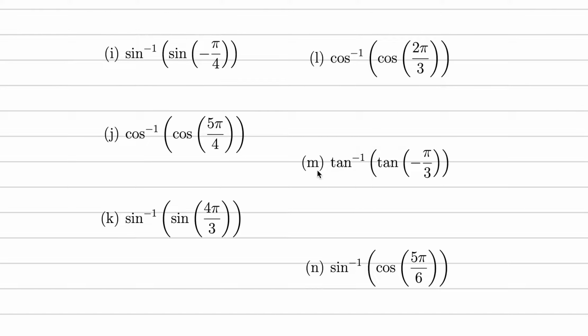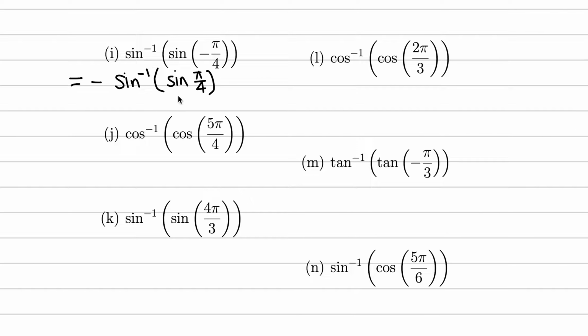these inverse trig functions. In part I, we got sine inverse of negative pi over 4. As I said in the previous video, for sine and tangent, we can pull the negative outside. This negative here, because sine is an odd function, sine inverse is also an odd function, so that negative can be pulled all the way outside. So this is simply negative sine inverse of sine pi over 4.